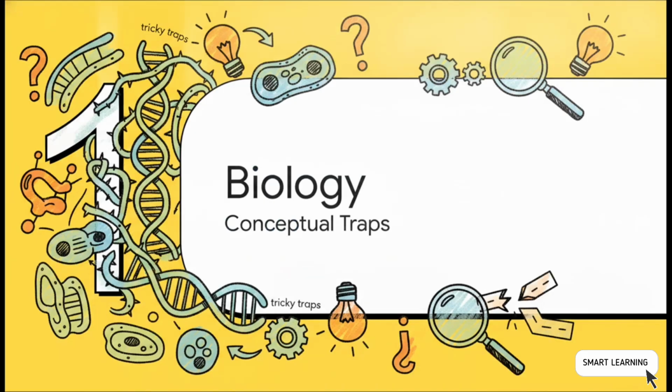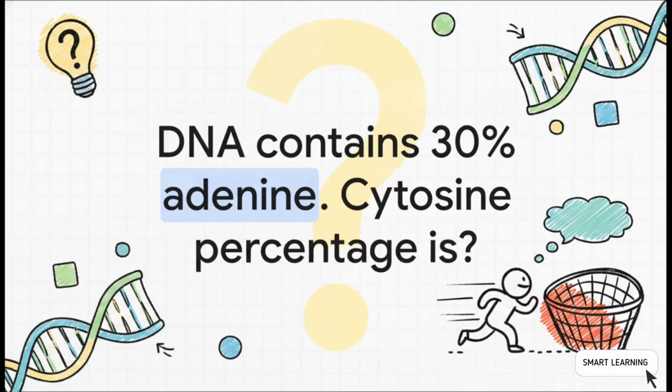All right, let's kick things off with Section 1, Biology, where we navigate those tricky conceptual traps. Okay, listen closely. A DNA molecule contains 30% adenine. The percentage of cytosine is A, 20%, B, 30%, C, 40%, D, 70%. Now, don't shout out the answer just yet. This is definitely categorized as a very hard question on the MCAT difficulty scale.